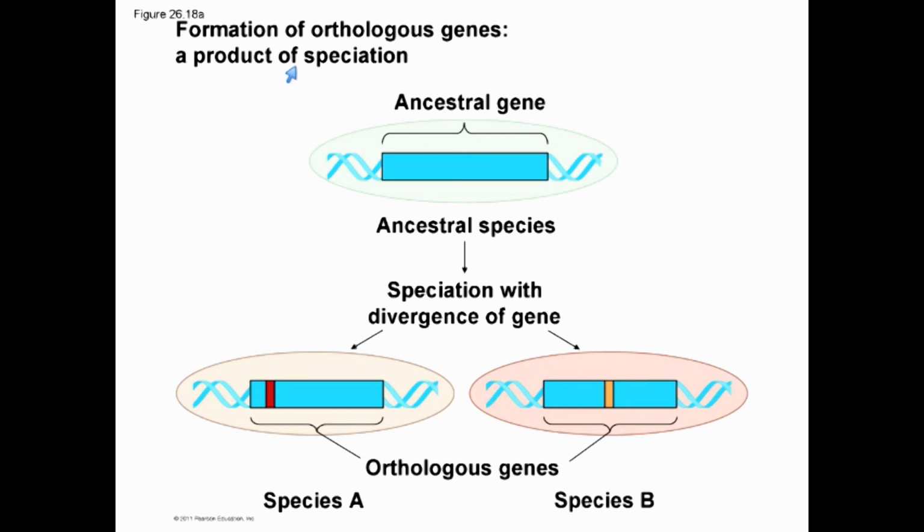So here's the formation of orthologous genes. So here's our ancestral genes, and here we have species A and species B. So we've got an insertion of red and an insertion of yellow in these particular sequences. So these have evolved since we had this ancestral species. Okay, so this is a product of speciation.